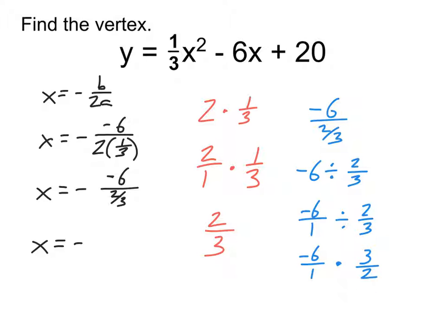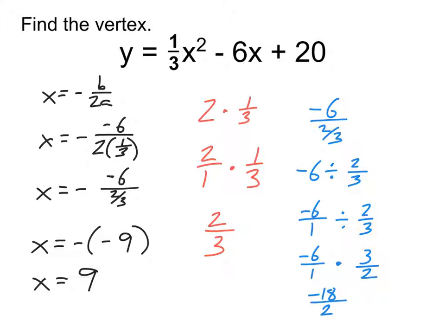So negative 6 times 3 is a negative 18. 1 times 2 is 2. What does negative 18 over 2 equal? Negative 9. Told you it was negative 9. And so we end up finding then that x equals a negative negative 9, which is just positive 9.